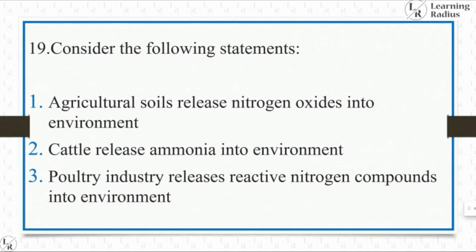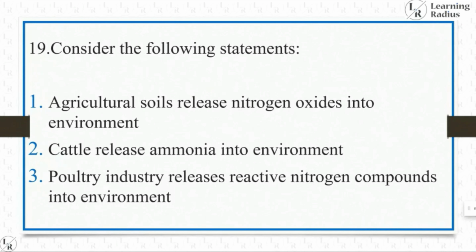Let's come to the next question. Consider the following statements. Agriculture soil releases nitrogen oxides into the environment. Cattle release ammonia into the environment. The poultry industry releases reactive nitrogen compounds into the environment. UPSC is asking which of the statements given above is correct. 1 and 3, 2 and 3, 2 only, 1, 2, and 3.